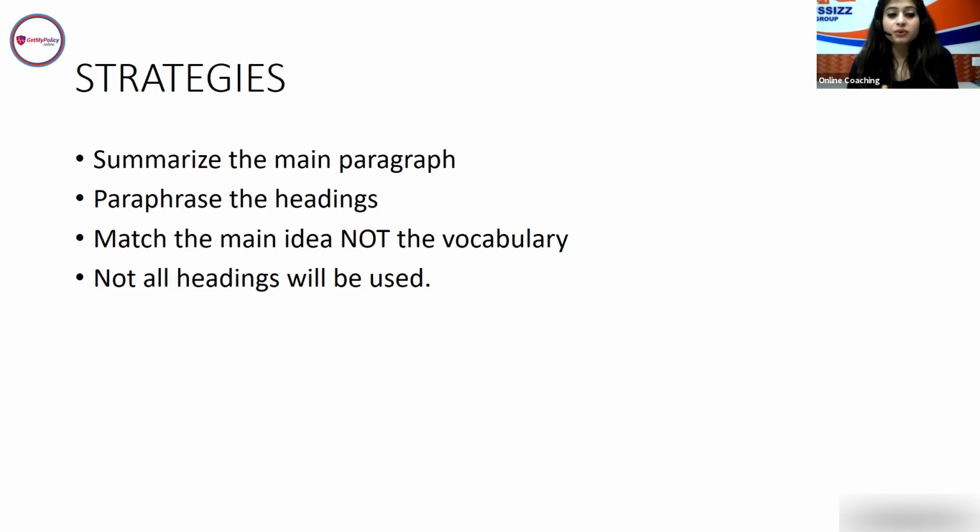The fourth thing is not all headings are going to be used. If you realize, we had 7 options and we had 5 paragraphs, and actually 2 headings went unused, which is absolutely fine. There will be one heading for one paragraph, and the headings will not be repeated. For example, if the second answer is for paragraph B, the second answer cannot be for any other paragraph. So this was about matching the headings.